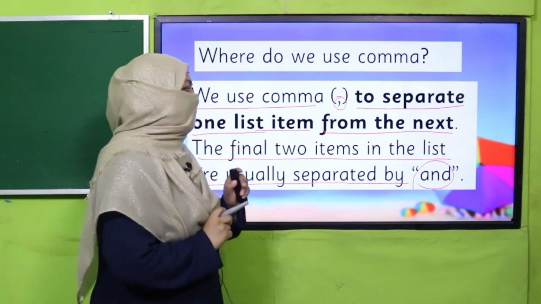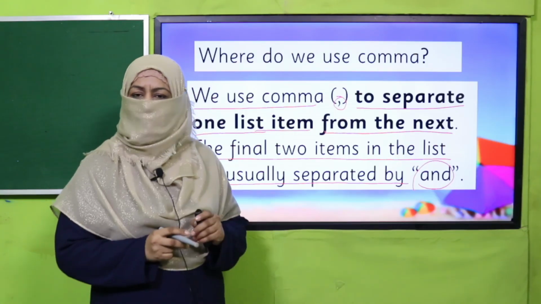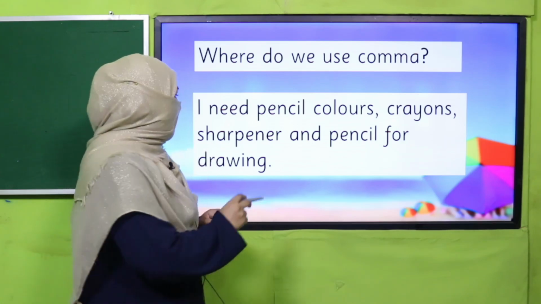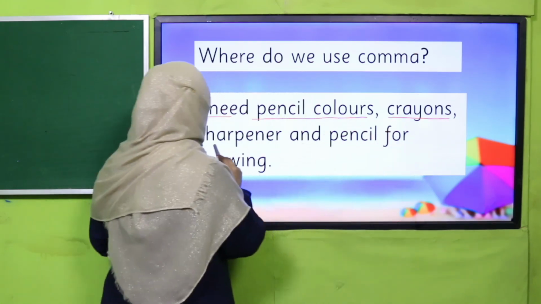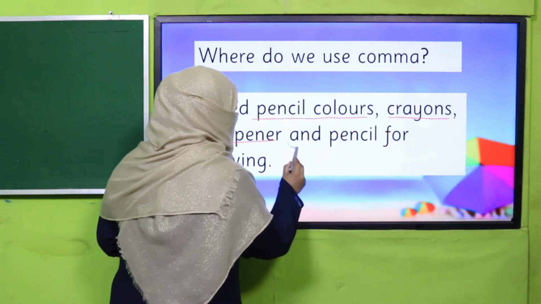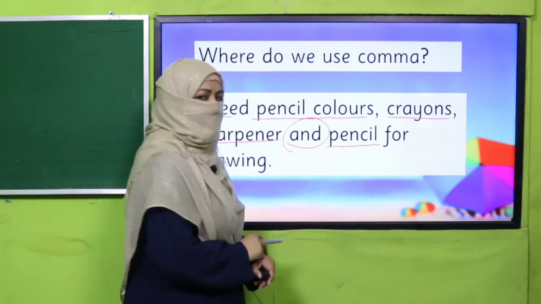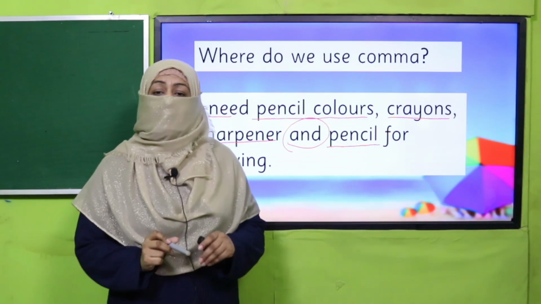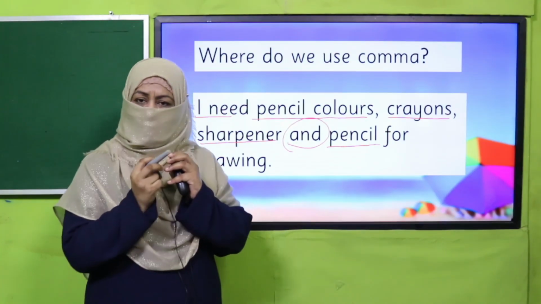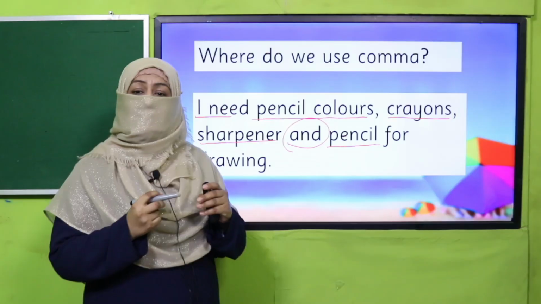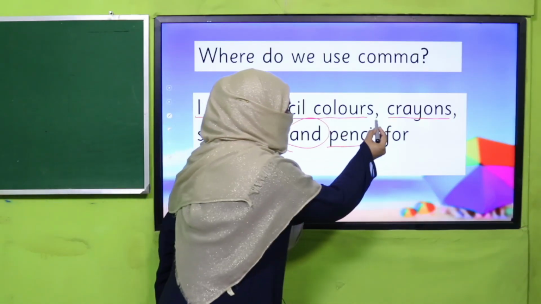For example, you want to mention what you need for drawing. You will say, I need pencil, colors, crayons, sharpener, and pencil for drawing. The way we say, I need pencil, colors, then we take a short pause. In writing, that short pause is a comma.